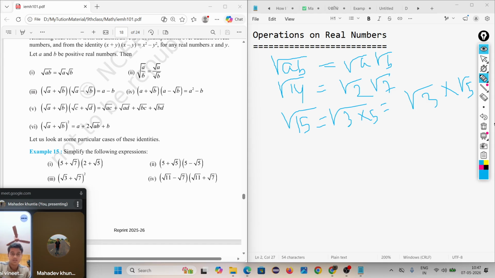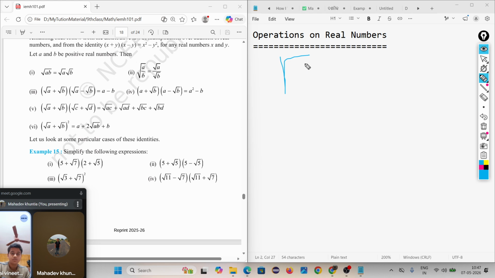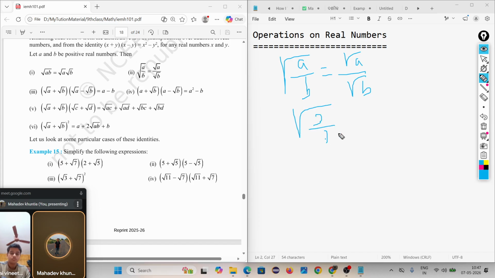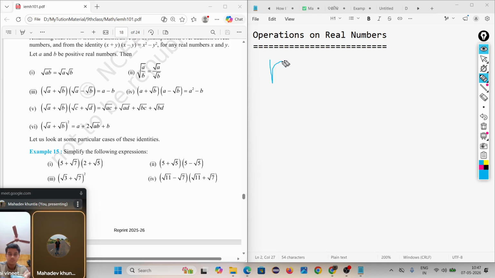Yes, sir. Then same thing: square root of a numerator and denominator, I can write separately. Square root of a numerator divided by square root of a denominator. Root of 3 upon 7, I can write it as root 3 upon root 7. Okay? Then the third property.